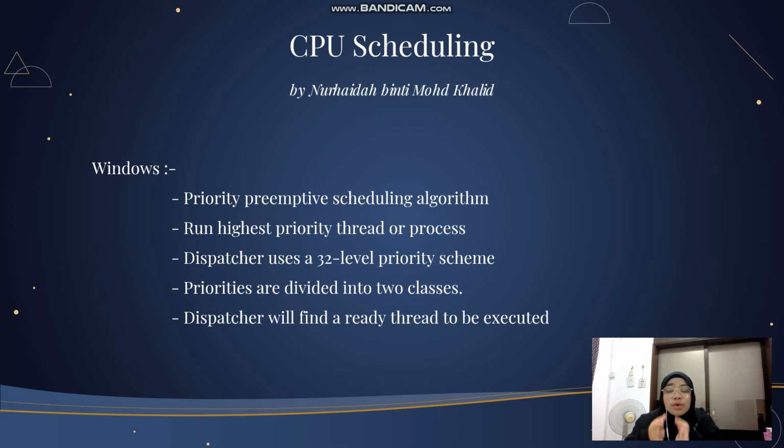There is also a thread that runs at a priority of 0, which is used for memory management. The dispatcher actually uses a queue for each scheduling priority, and the dispatcher will check from the highest to the lowest, and it will select one ready thread to be executed. If there is no ready thread, the dispatcher will execute a special thread called the idle thread.